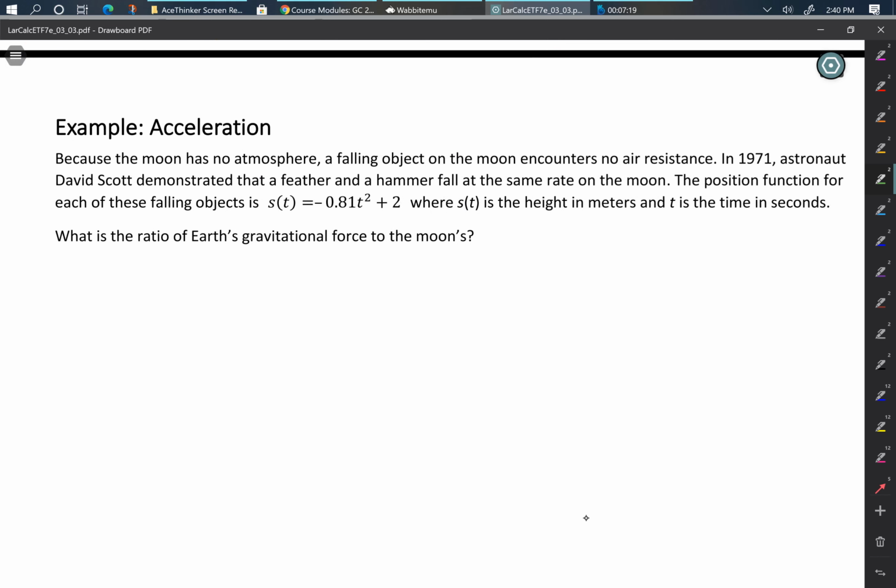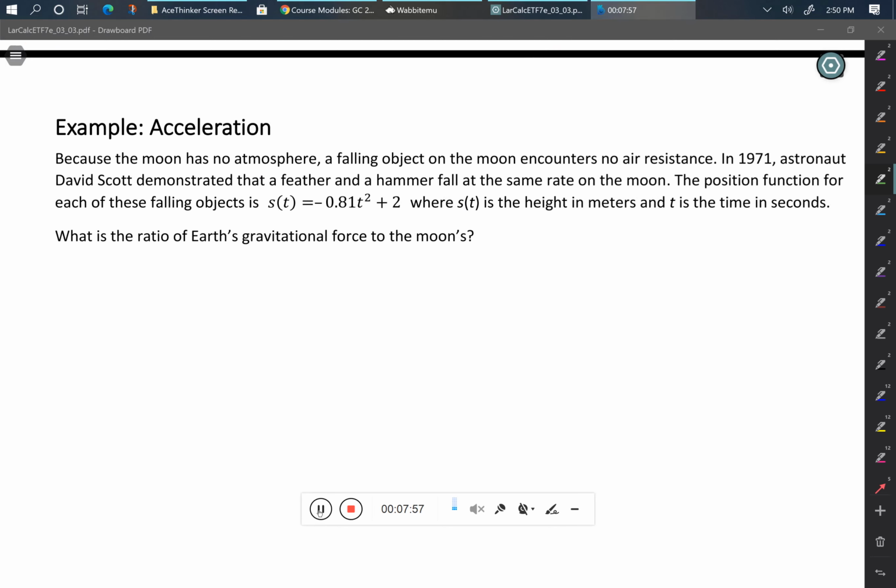All right, so let's take a look at an example. Because the moon has no atmosphere, a falling object on the moon encounters no air resistance. In 1971, astronaut David Scott demonstrated that with a feather and a hammer falling at the same rate on the moon. The position function for each of these falling objects is s of t equals negative 0.81 t squared plus 2, where s of t is the height in meters and t is measuring time in seconds. What is the ratio of Earth's gravitational force to the moon's gravitational force?